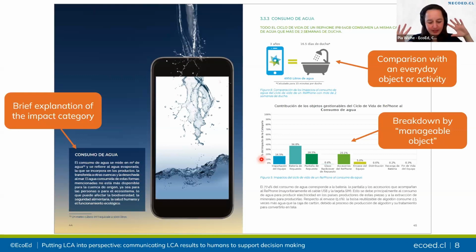So we have turned around the results, and we show them by something that we have called manageable objects. In this particular case, they were the parts that they were buying for the phones, and the distribution and the recharging of the phone and whatnot. So these are things that the client can actually manage. This is why we call them manageable objects. So when they look at the graphs, they know, okay, if we want to manage water, we have to look at the battery.